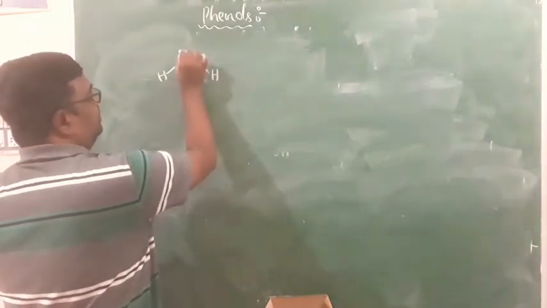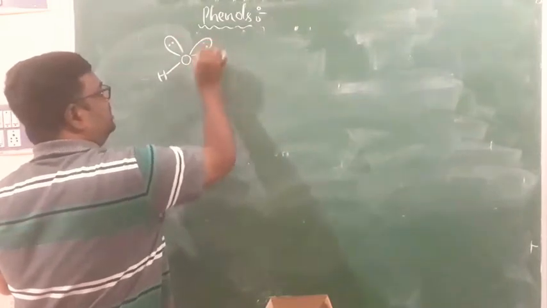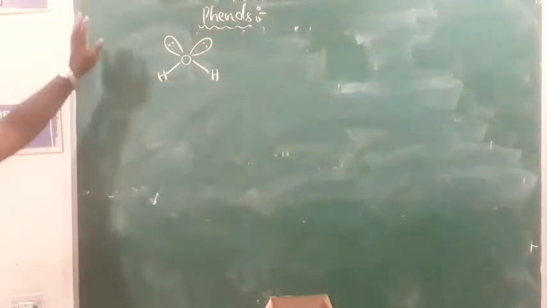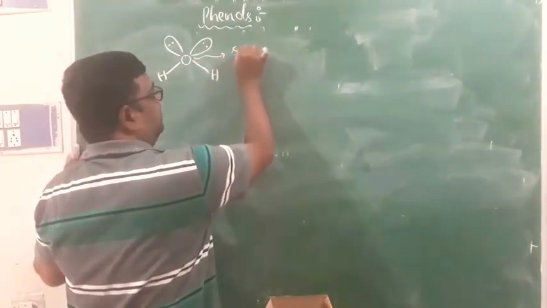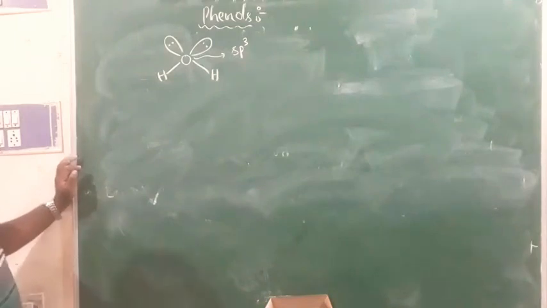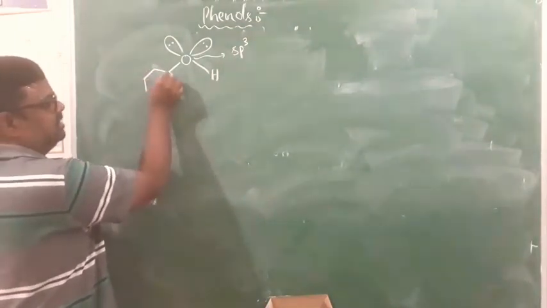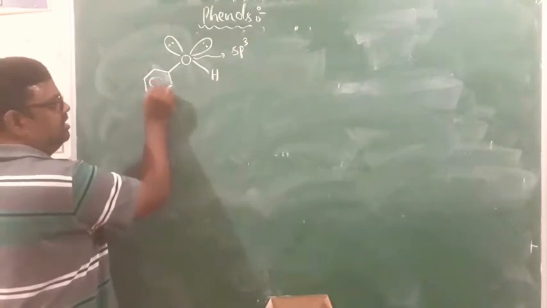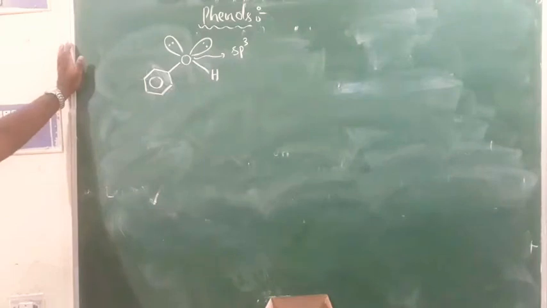With 2 lone pairs on the oxygen, right? And the oxygen atom is sp3 hybridized. Inverted V shape with the oxygen atom sp3 hybridized. If one of the hydrogen atoms is replaced by a benzene ring, it will become phenol. Look at this.